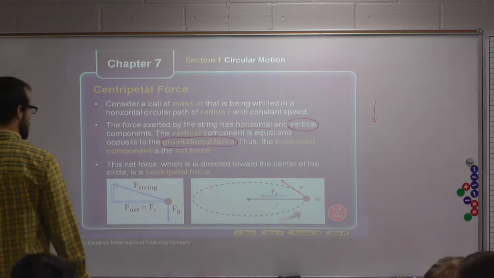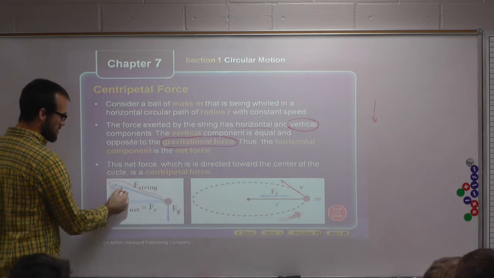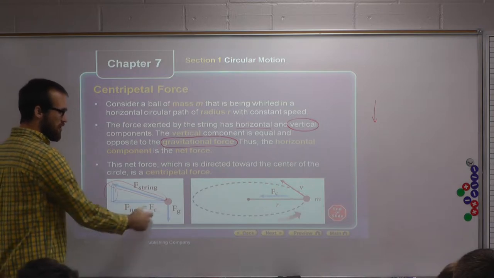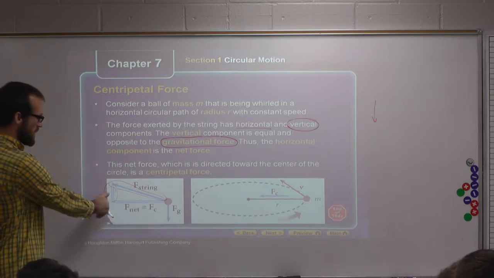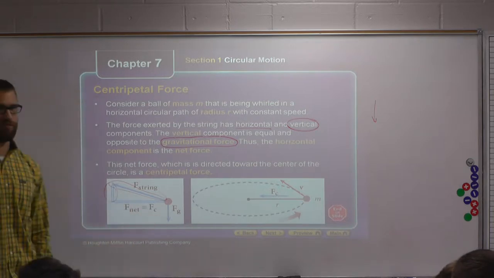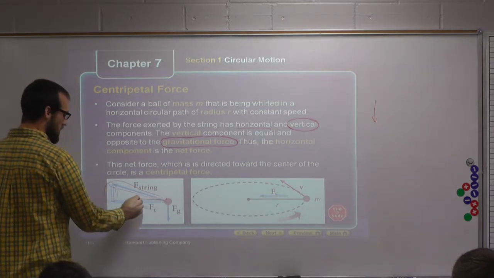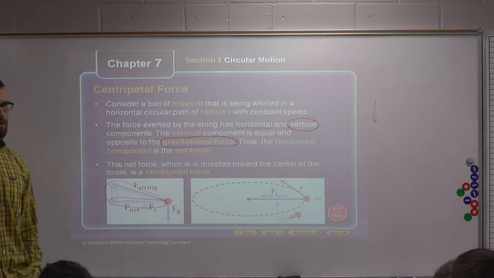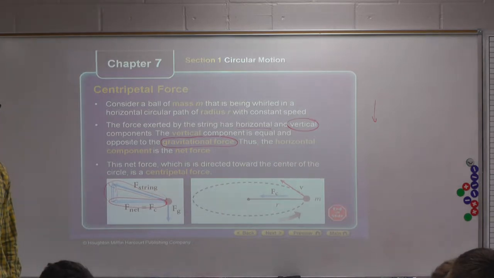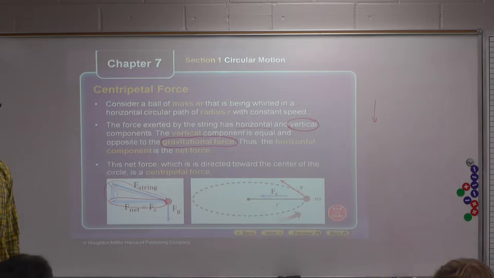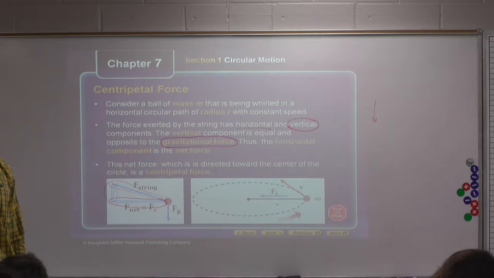So what's really interesting is this would be what the string's force would look like. The vertical component would counteract the gravitational force. Do you see how the vertical component of the string would get rid of the vertical component of gravity? And what you're left with is this: the string's horizontal component is what we would call the centripetal force. And the centripetal force is always center-seeking, because that's what centripetal means. You can imagine the horizontal force of any string attached to some object going in a circular path is always going to be towards the center at every given point. Does that make sense?